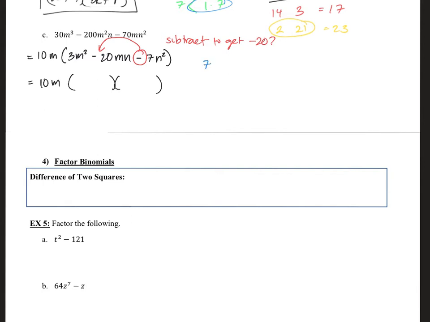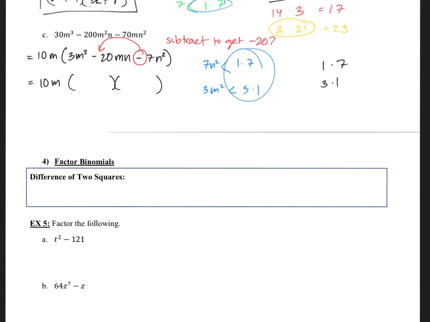So the factors of the 7n squared are going to be 1 times 7, because that's prime. And the factors of the 3m squared are just going to be 3 times 1. Oh, they're both prime. So this is easy. We just take these two. If it doesn't work with them, then we know it's prime. So we have the 1 times 7, the 3 times 1.